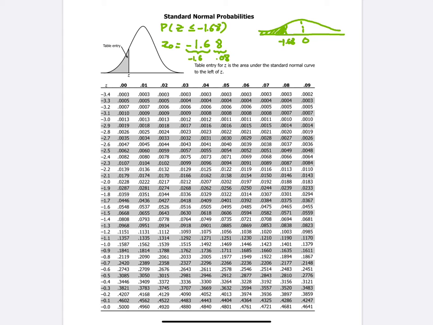Now let's go to the table. The leftmost column of the table, which is this column, gives us the first part that we identified just now, right? And then the top row, which is this row, gives us the second part that we just identified. So here we want to go to row negative 1.6, which is going to be this row. And then we want to go to column 0.08, which is this column. The part of the table where that row and that column meet is the probability of interest.